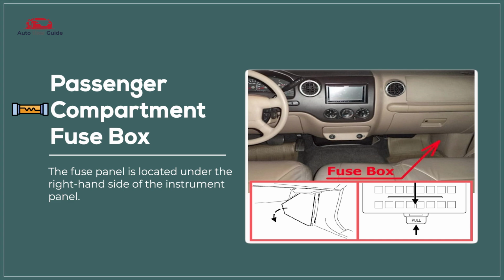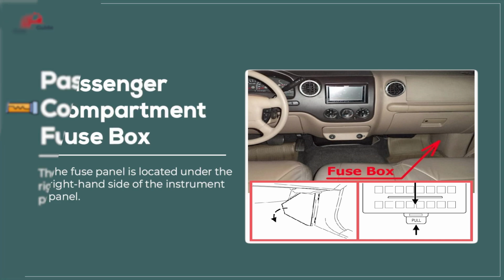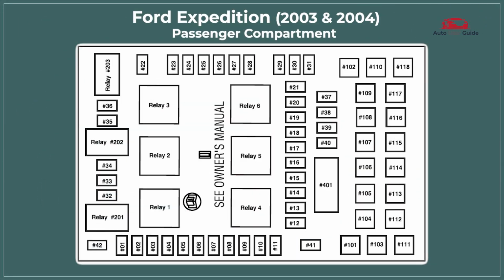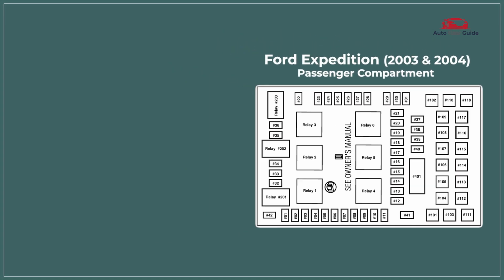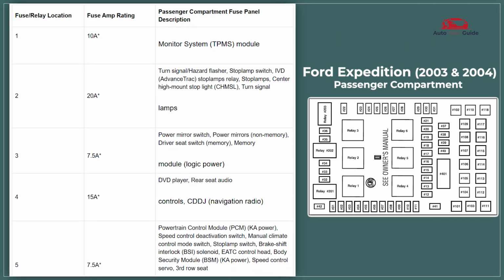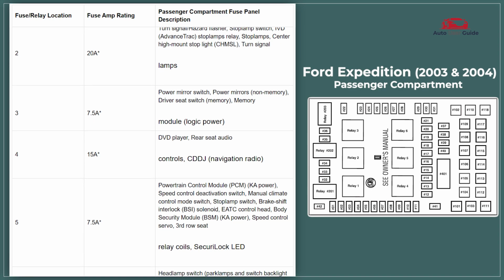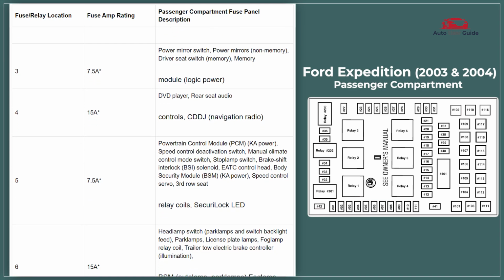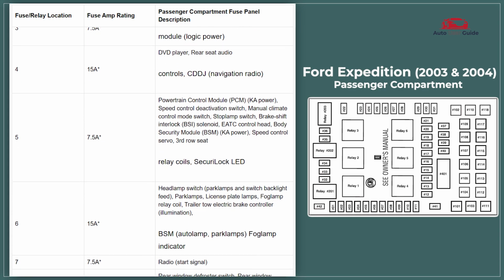Passenger compartment fuse box. The passenger compartment fuse box in the 2003 and 2004 Ford Expedition protects various interior electrical components such as the radio, power windows, and interior lights.